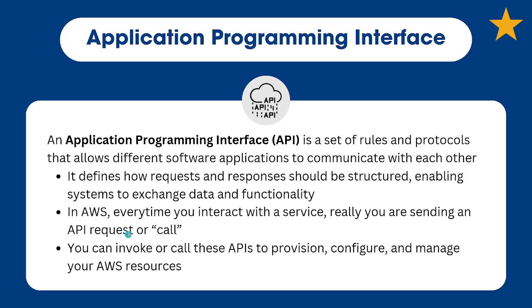All right, so I know in discussing CDNs, we threw out the term APIs, right? And we might have heard of that quite a few times, either in this class or in other discussions of information technology. So API, let's define it. An API is a set of rules and protocols that allows different software applications to communicate with each other. It defines how requests and responses should be structured, enabling systems to exchange data and functionality. In AWS, every time you interact with a service, you are actually sending an API request or call.